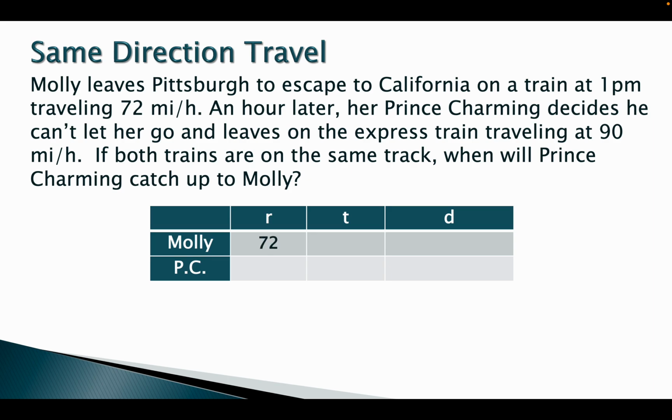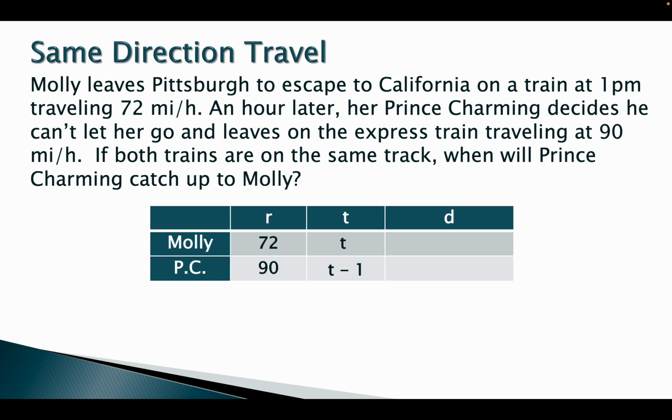We know that Molly goes 72 miles an hour and Prince Charming's train goes 90 miles an hour. We don't know Molly's time, so we're going to leave that as t. And then we can't use a different variable for Prince Charming's time, so we need to write his expression in terms of t. So he left an hour later than her, so that's going to be t, because t is always going to be in hours for distance equals rate times time, and that's going to be minus 1 hour.